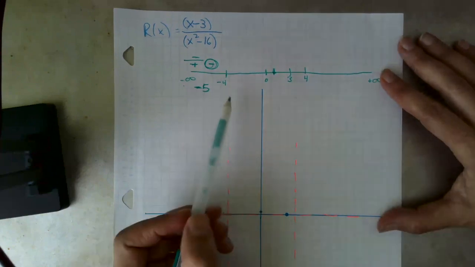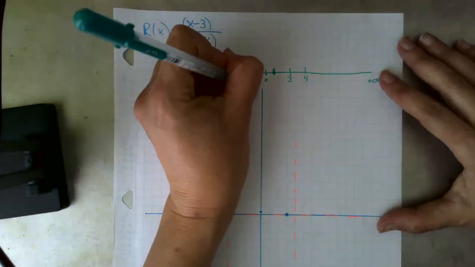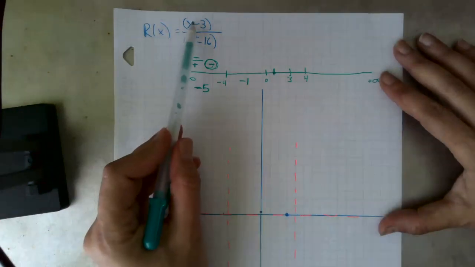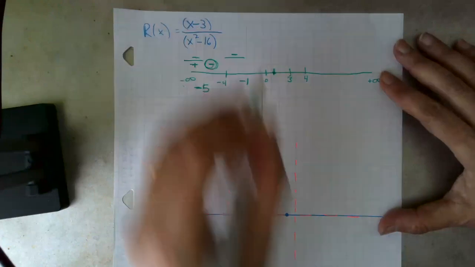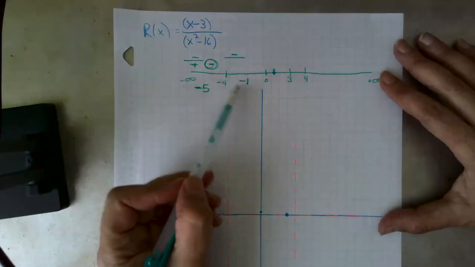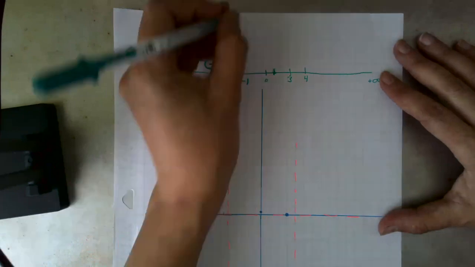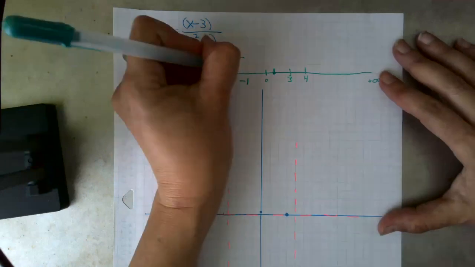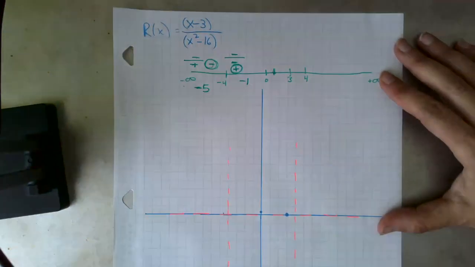Now I'm going to check something in my -4 to 0 range. So maybe I'll plug in -1. And we do it again. -1 minus 3 gives me a negative on the top of my fraction. -1 squared is 1, minus 16. That still ends up negative on the bottom. So I can expect in this interval, I will cross the axis and things will be all positive.